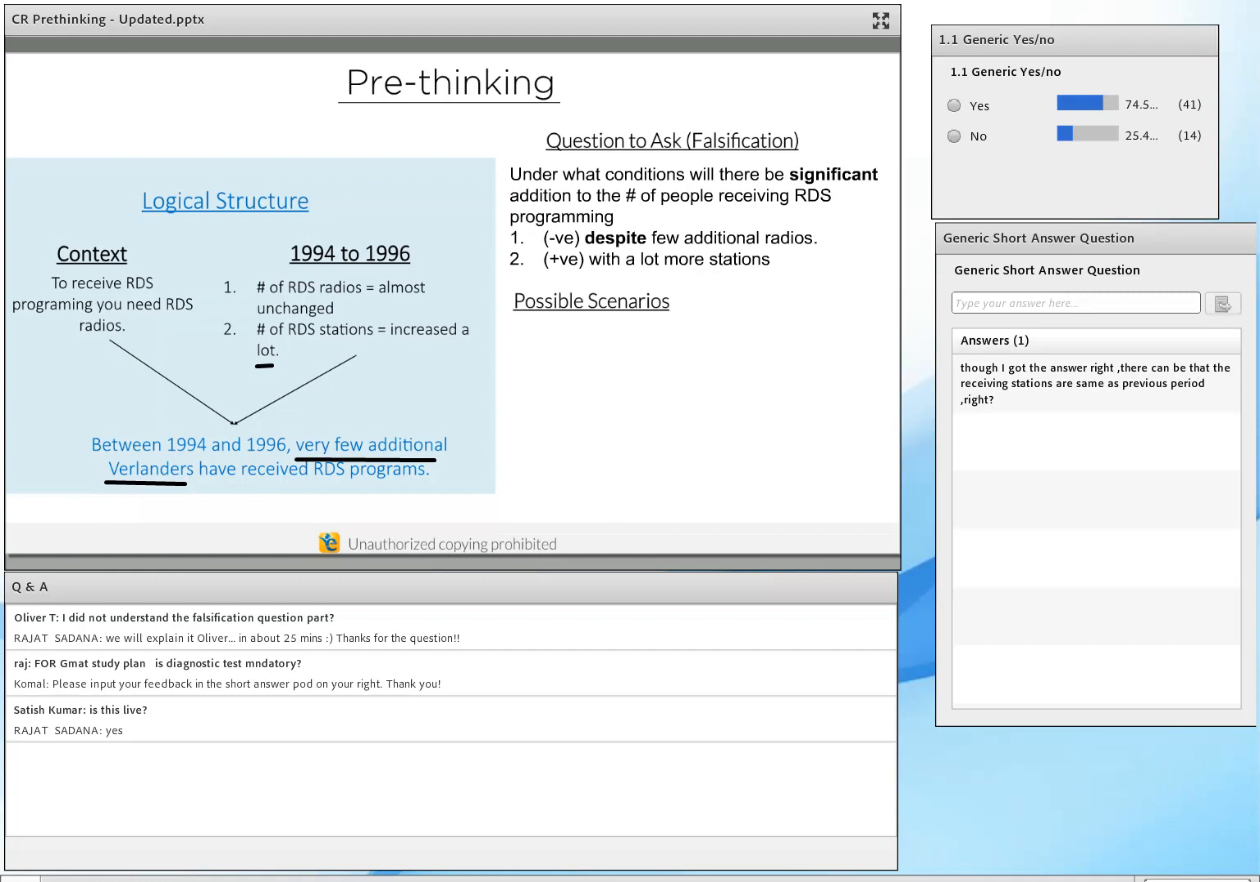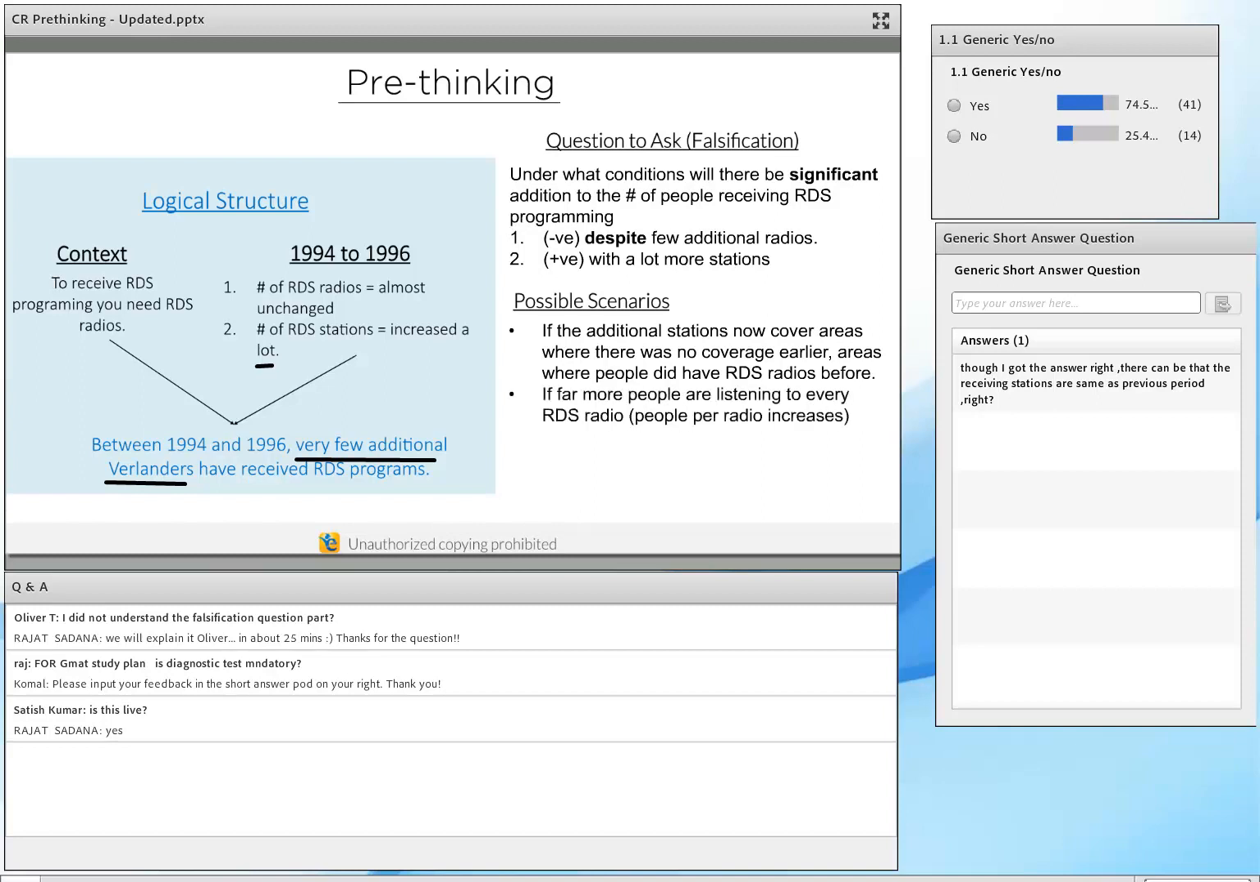Okay, so what are the possible scenarios? If the additional stations now cover areas where there was no coverage earlier, and if more people start listening to the radio. So my assumptions are new stations don't improve coverage and people per radio remain about the same. And my correct answer is this assumption.